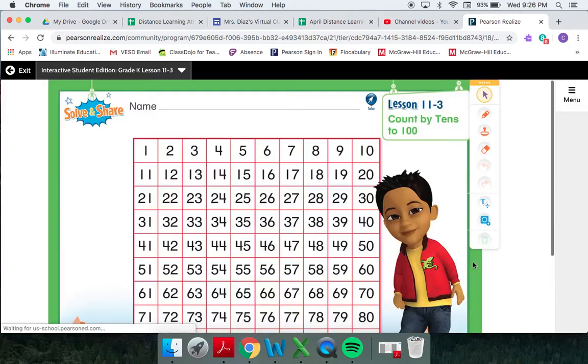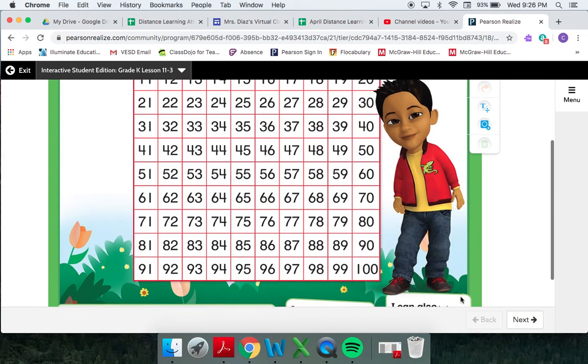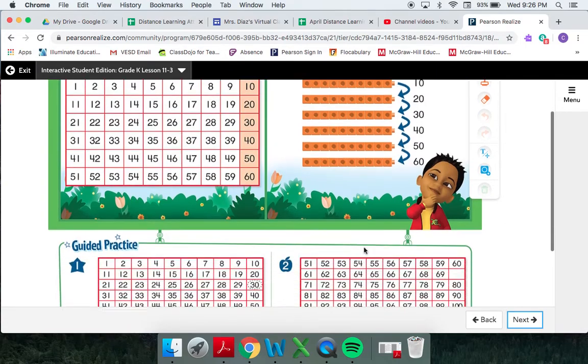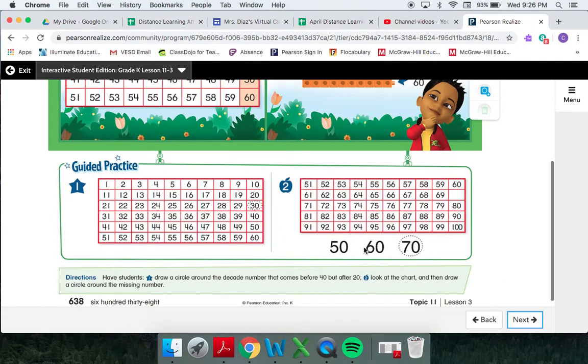page. Remember, on page 2, those green boxes are just a continuation of that video that we just watched. You do not have to watch the video. It's totally optional, but if it's here on the YouTube video, it should make it a little bit easier for you to get it to your kiddo. Okay, so you're going to need a pencil for this, and kiddos are going to draw a circle around the decade number that comes before 40, but after 20.